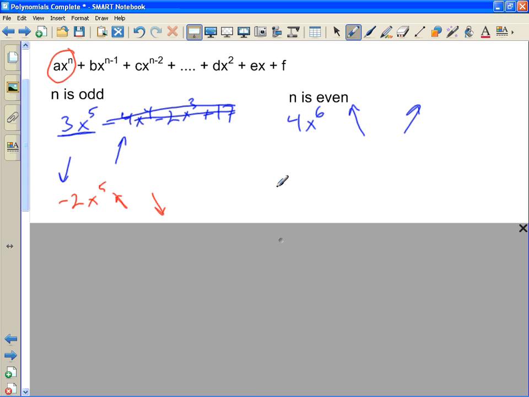Now if I change the sign here, maybe something like this, I'm going to get the positive numbers out, but I'm going to be multiplying by a negative. So I'm going to end up going down as I approach the extremes of my graph.